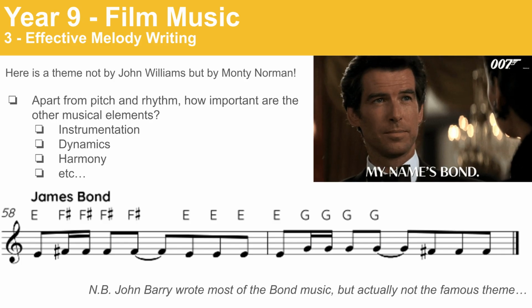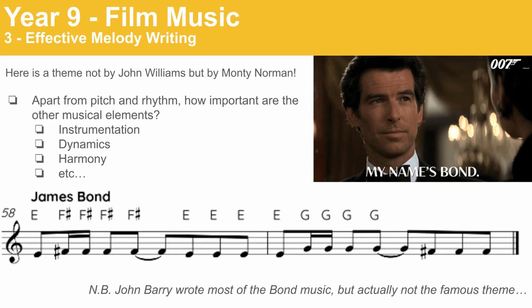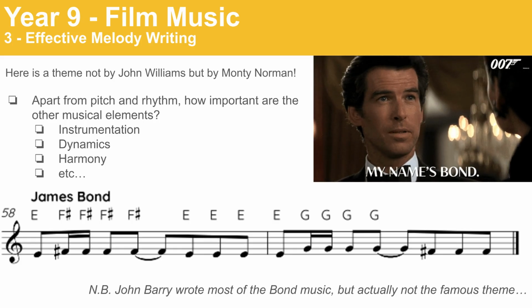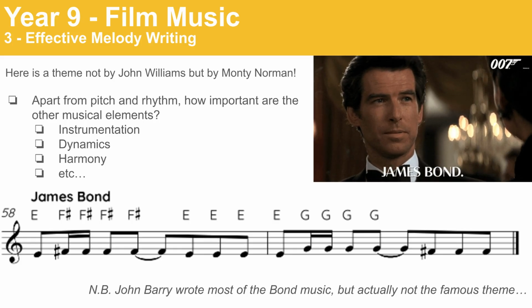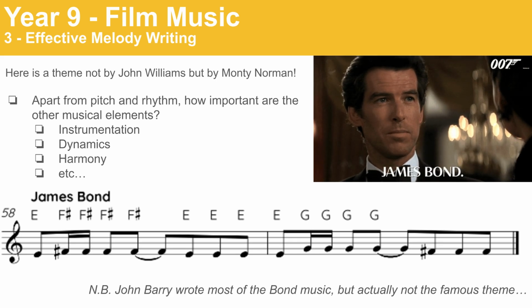The famous James Bond theme was composed by Monty Norman, not John Williams. When analyzing this theme, consider how important other musical elements like instrumentation, dynamics, and harmony are, in addition to pitch and rhythm. Note that John Barry wrote most of the other Bond music, but not this famous theme.